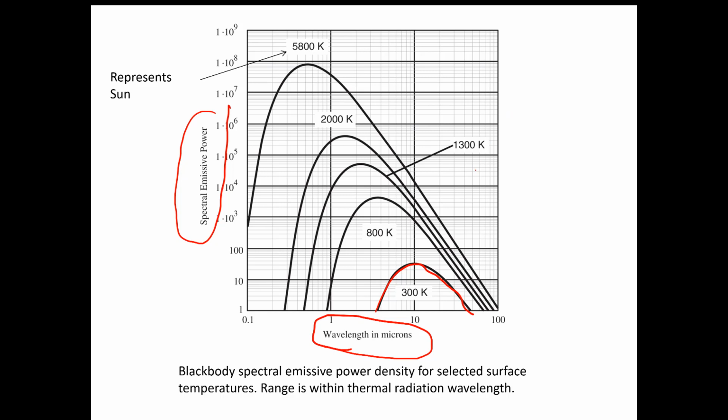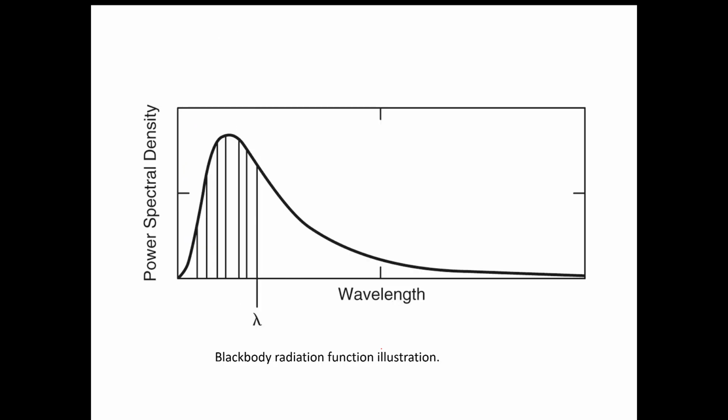So the surface of the sun can be represented as a body at 5800 Kelvin. And as you can see, the emissive power has a certain functional increase and then decrease as a function of increasing wavelength. Here's another way of looking at it a little bit close up. Again, you can see that as wavelength increases, you have an initial increase in power density and then a gradual decrease over increasing wavelengths.